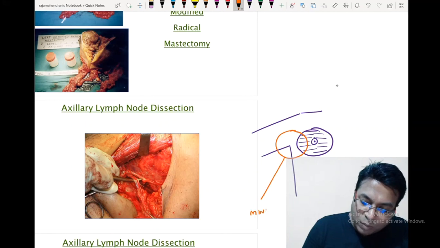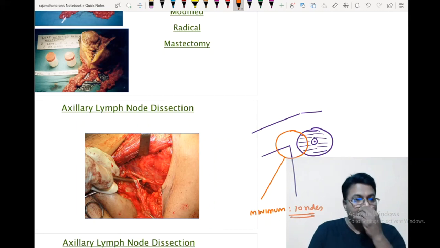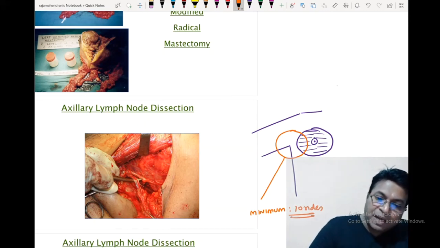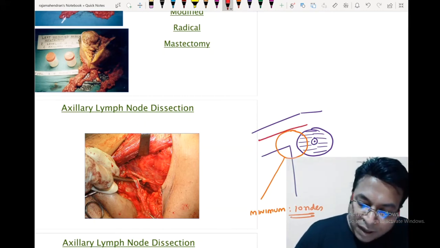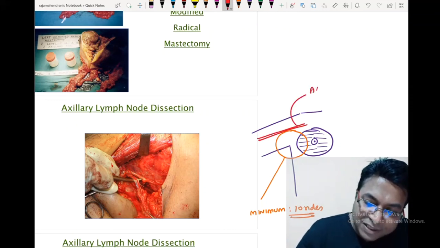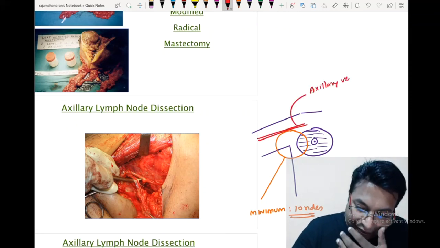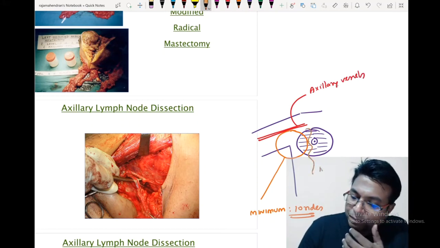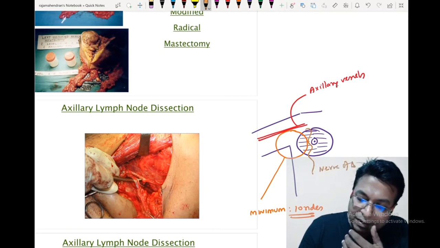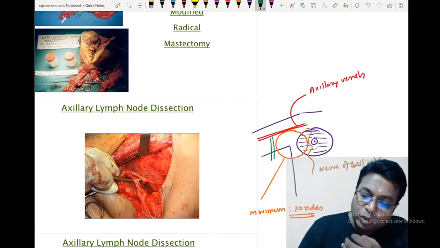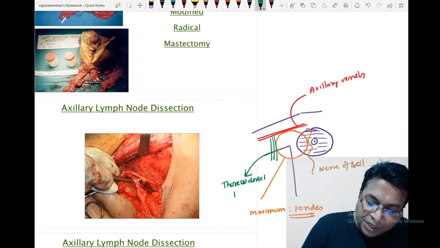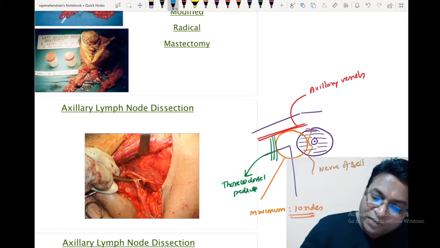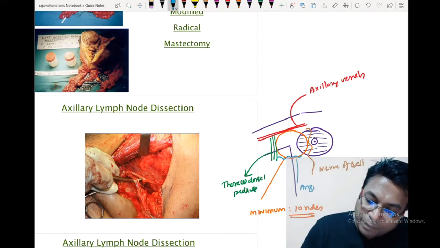Minimum nodes that should be removed is how much? Minimum 10 nodes should be removed for your complete surgery. So please remember, minimum 10 nodes should be removed. The boundaries are, superiorly, axillary vessels. Medially we have nerve of Bell. Laterally we have thoracodorsal pedicle. Actually this is an AIIMS question, just for completion I am telling you. Thoracodorsal pedicle, and inferiorly we have axillary vein.